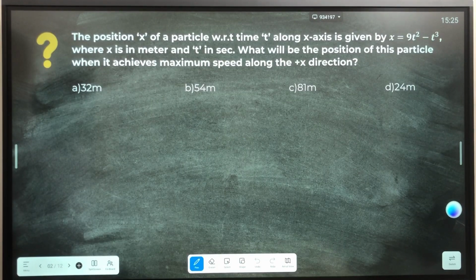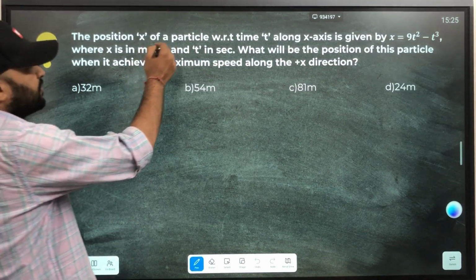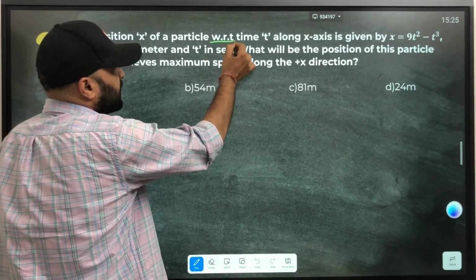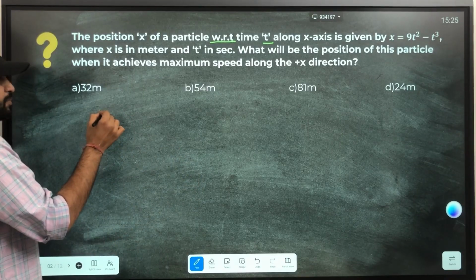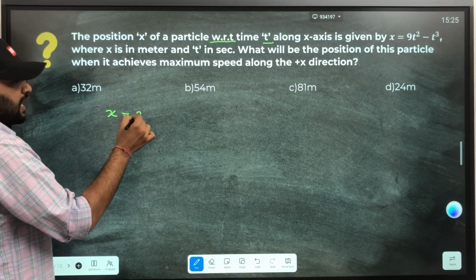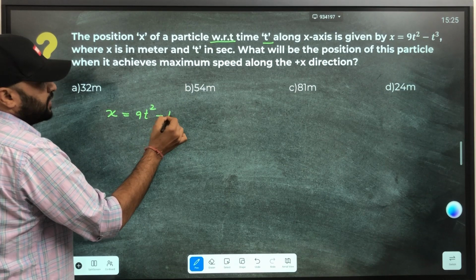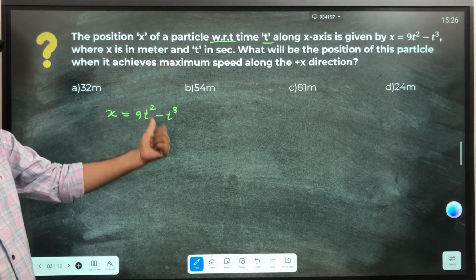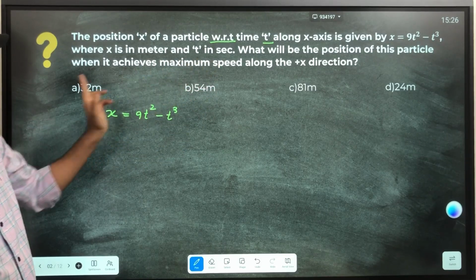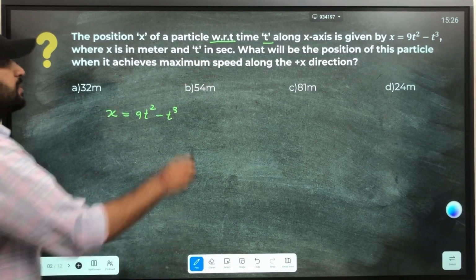Let's see our next problem. The question says the position x of a particle with respect to time t along the x-axis is given by this. Our position function is 9t square minus t cube, where x is in meters and time t is in seconds. What will be the position of the particle when it achieves maximum speed?